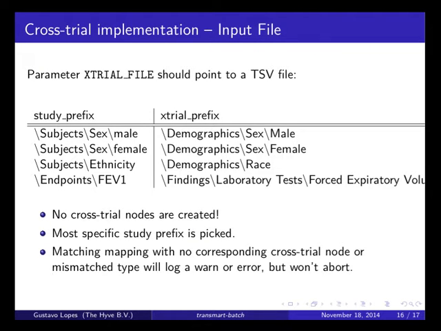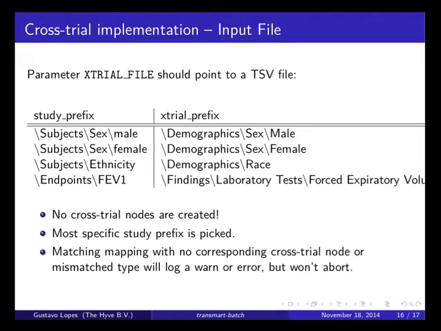Small note here about cross-trial. There is a new parameter in clinical params called X-trial file that should point to a TSV file. This TSV file is a file with two columns. One is a study prefix, the other is the X-trial prefix. So this is the concepts on the normal tree without the study ID and the public studies or private studies or whatever. And this is the prefix on the across trials tree.